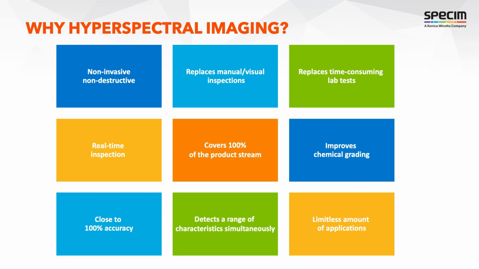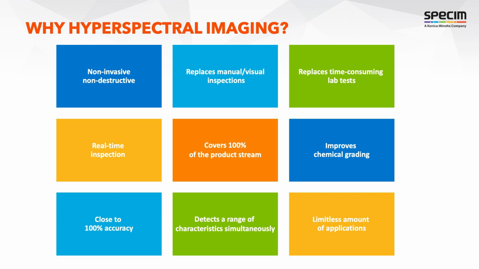Anyway, here is a summary slide about why you would choose to use hyperspectral imaging. It's a non-invasive and non-destructive method, so you don't destroy your sample, you don't touch it. You can replace manual and visual inspection with something more like a metric, more objective. It can replace time-consuming lab tests because you can measure a lot of spectra at the same time, not like a point spectrometer. You can also make real-time inspections, meaning it could be placed at the top of a conveyor.